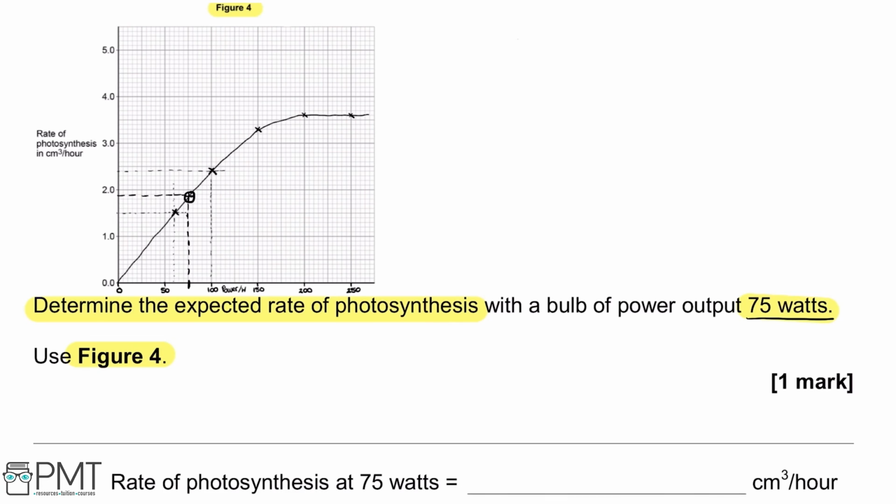So in this instance, we're getting 1.9, or just a tiny bit below it. So we can put that down for our answer. And for this question, the mark scheme will allow you a little bit of leeway, plus minus a small square. So if you got 1.8, that would also be accepted.